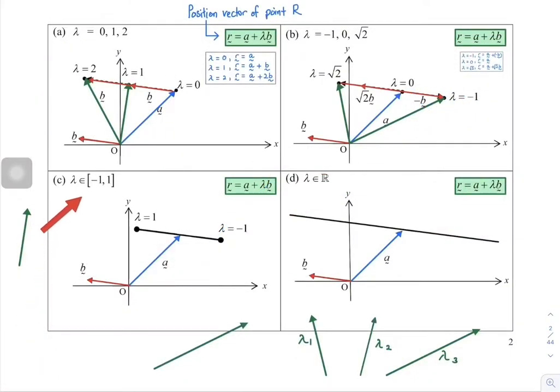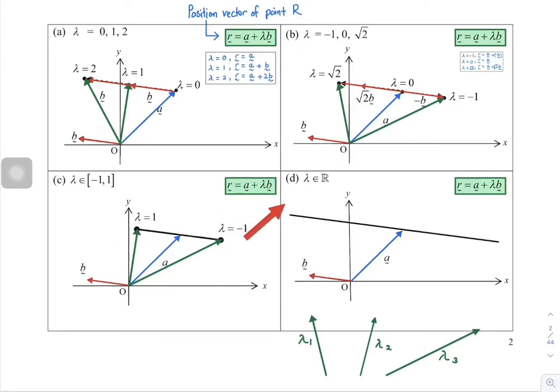In part C, we are given the values of lambda belonging to the set of all real numbers between -1 and 1, inclusive of -1 as well as 1. Now, when lambda is equal to -1, the position vector of this point is described by this vector. When lambda is equal to 1, the position vector of this point is described by this vector. So from here we realize that when lambda changes from -1 to 1, a line segment is formed from this point to this point.